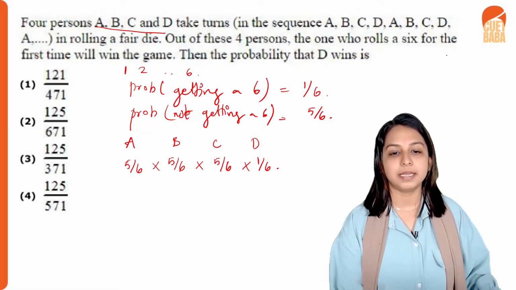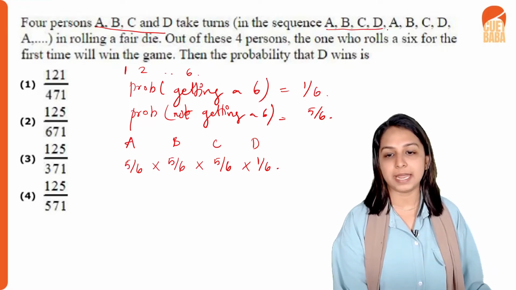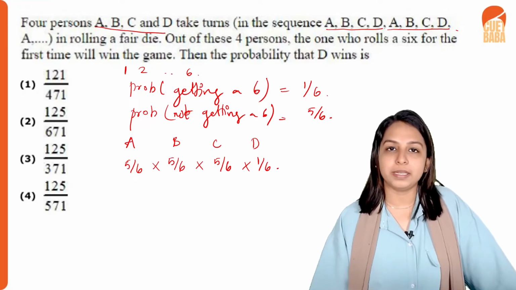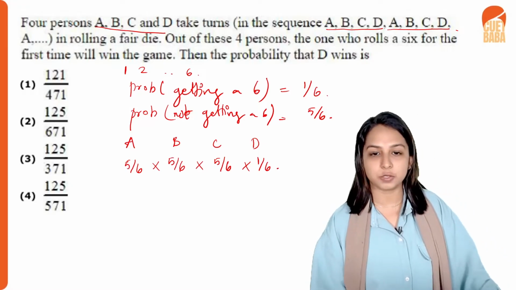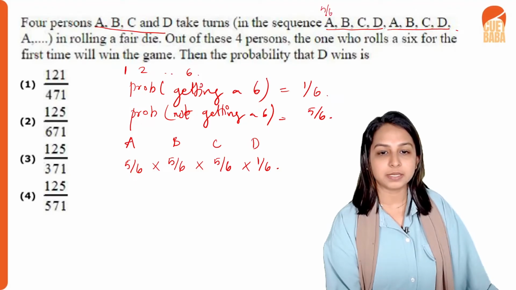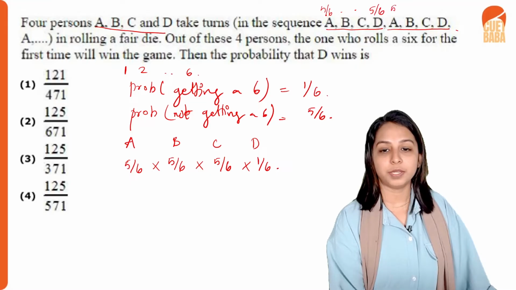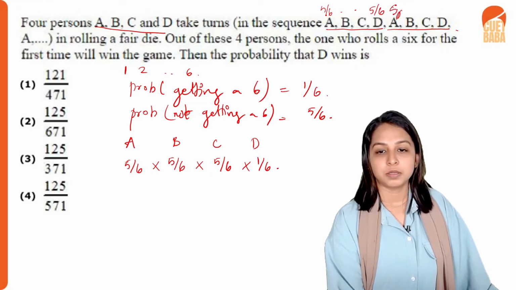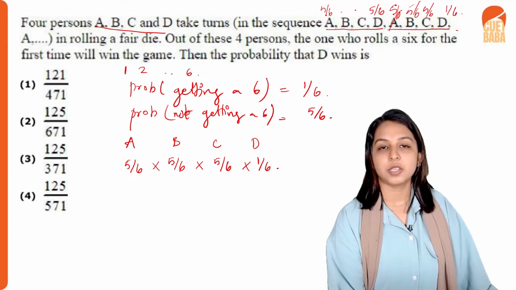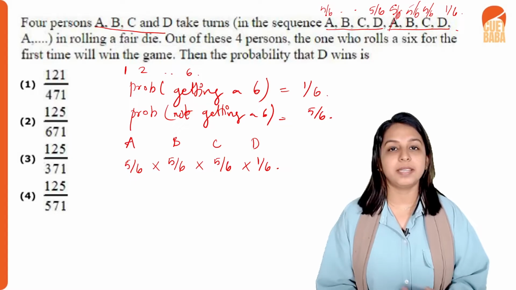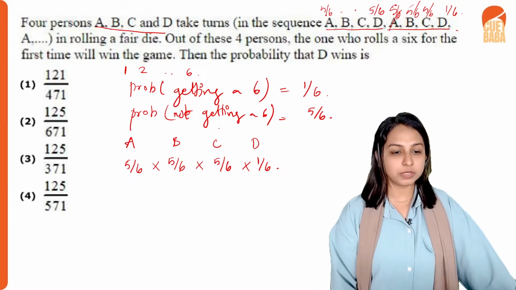Similarly, here we can see that A, B, C, D, again A, B, C, D is coming. If in the first trial all the 4 are not getting a 6, we are going to try again. So here it will be 5 by 6, 5 by 6, 5 by 6, 5 by 6. Again we are going to start another round, 5 by 6, 5 by 6, 5 by 6 and another 1 by 6. So this continues until we get a 6 while rolling the die for D.